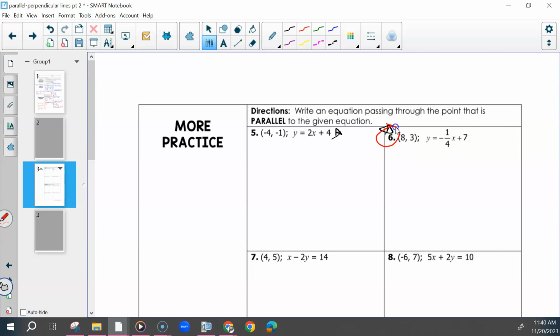Are there any others on that page? 8. These I'm actually going to show you how to do in Desmos. So everyone go grab an iPad.